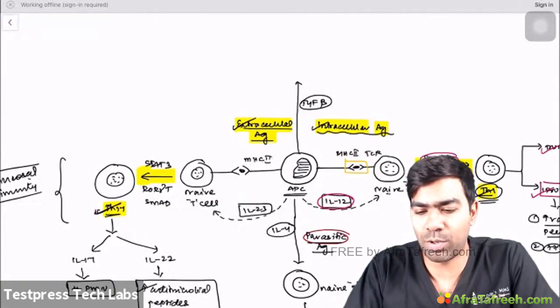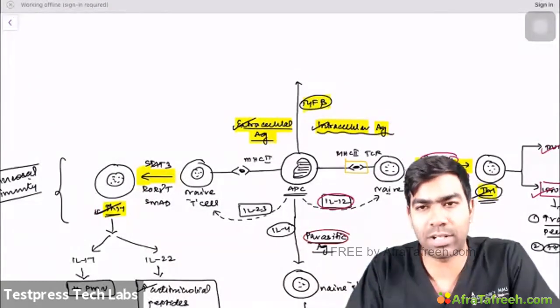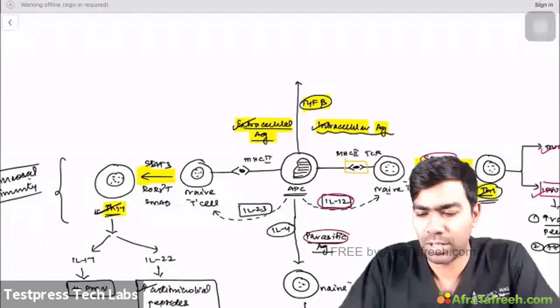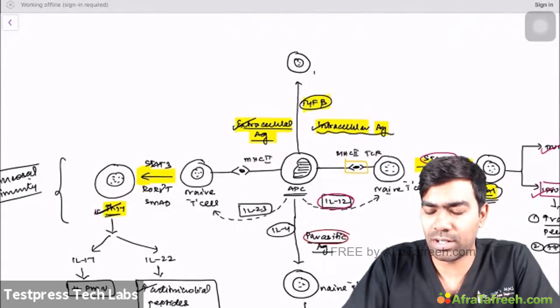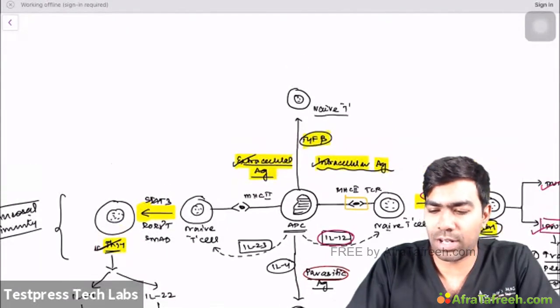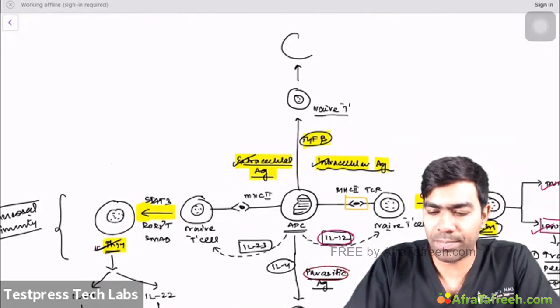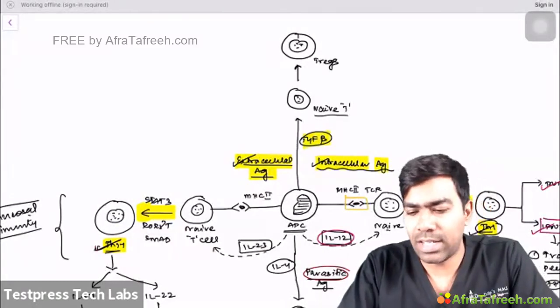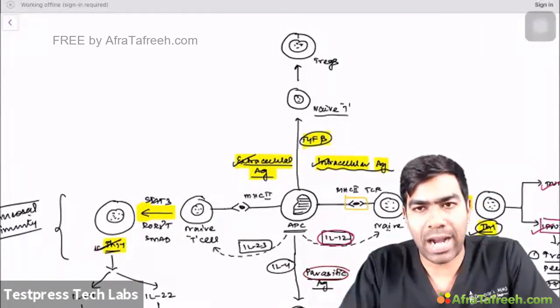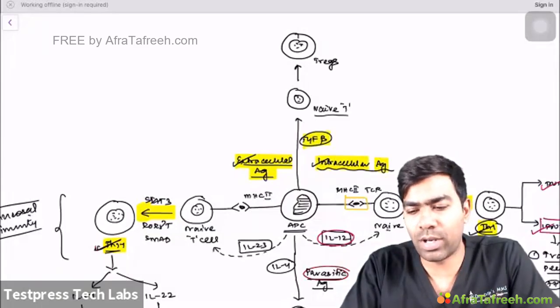TGF beta is not produced only by the APC, it's produced by a number of other cells to downregulate the immune system. For example, you can stimulate a naive T cell to produce T regulatory cells using TGF beta. TGF beta is of course a cytokine, so they become T regulatory cells. These T regulatory cells are basically considered to be anti-inflammatory in nature, and they're going to regulate.